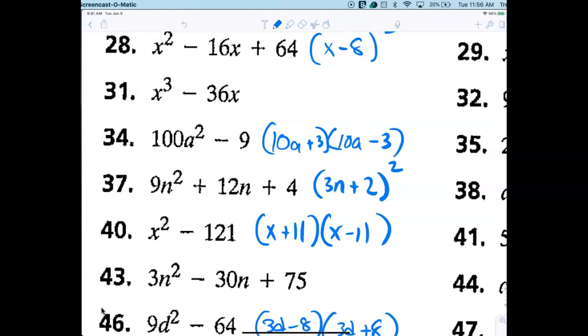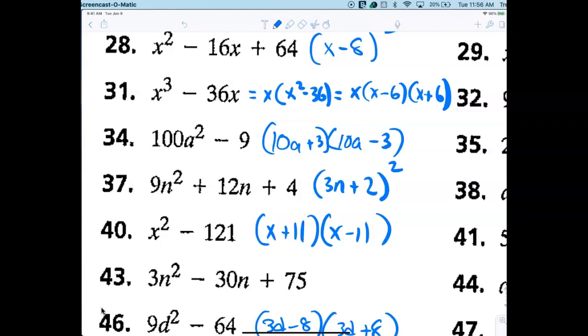Drew, go. The common is 1. No, not 1. Charlie, be loud and proud. Go. It's x times x squared minus 36. Good. And then it's x times x minus 6 times x plus 6. You are amazing. Take notes, boys.